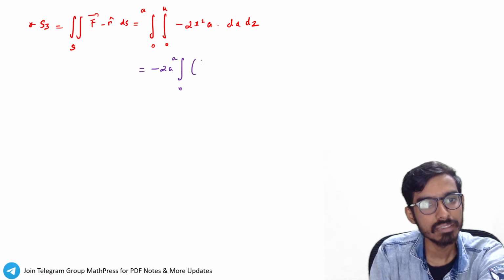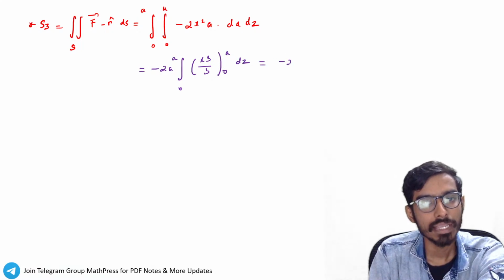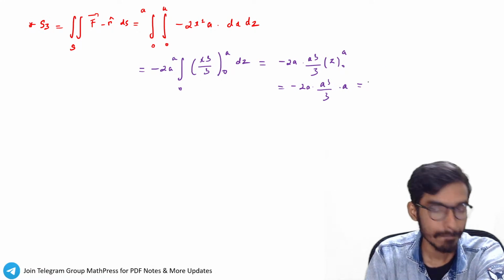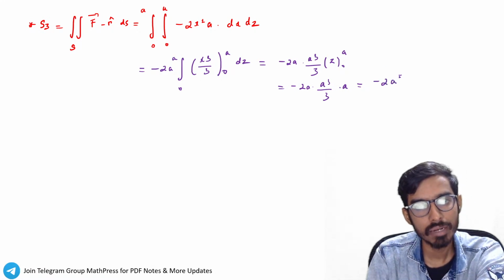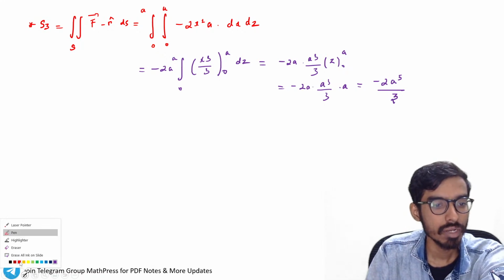Integral of x square dx is x cube by 3, from 0 to a, dz. So minus 2a is constant and this will be a cube by 3. Integration of dz is z, from 0 to a. So minus 2a cube by 3 into a. It will be minus 2a power 5 divided by 3. This is our s3. Now you need to find s4.